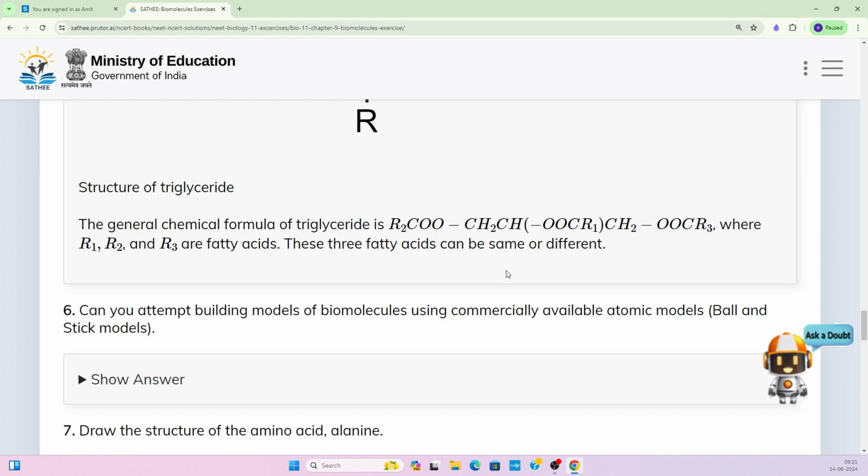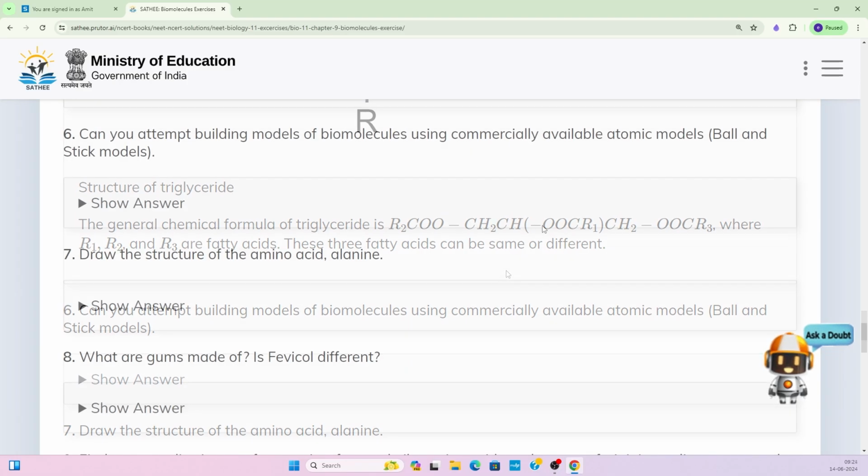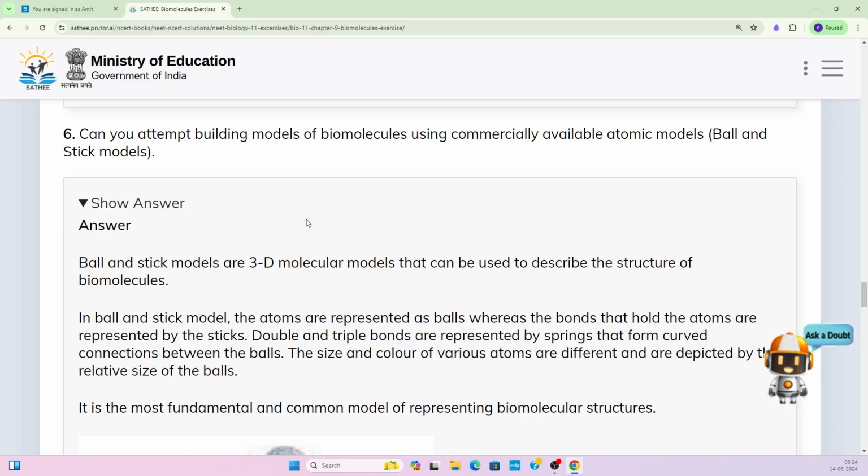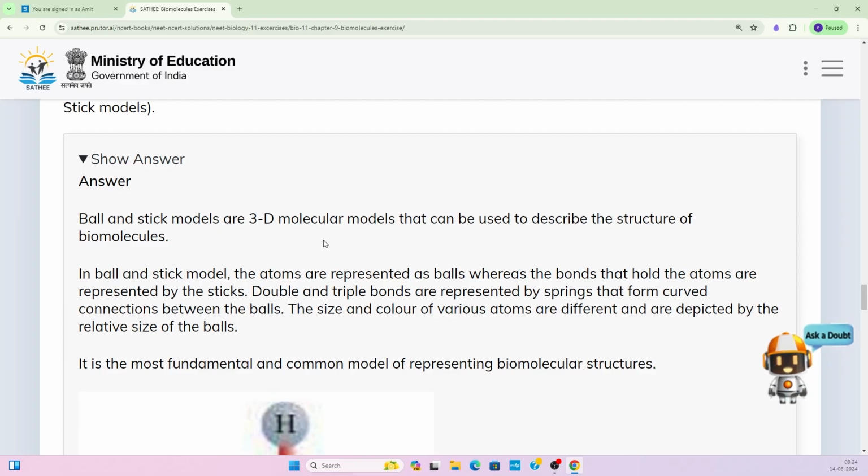And if all three are different, then it can be written as R1, R2, and R3. Okay, so here comes our next question. Can you attempt building models of biomolecules using commercially available atomic model, ball and stick models? Ball and stick models are 3D molecular models that can be used to describe the structure of biomolecules. This is a way to describe the structure of any biomolecules.